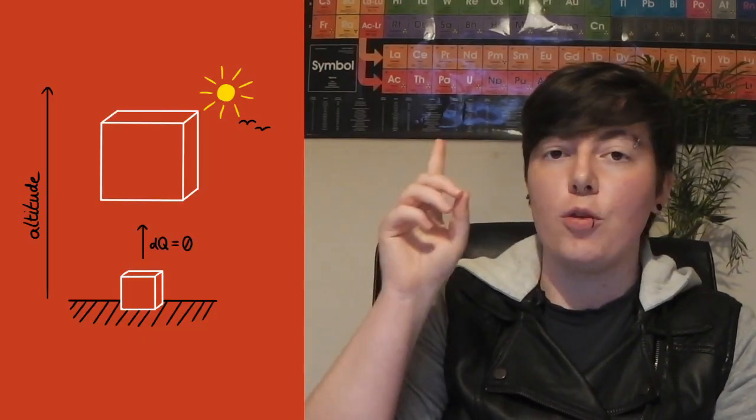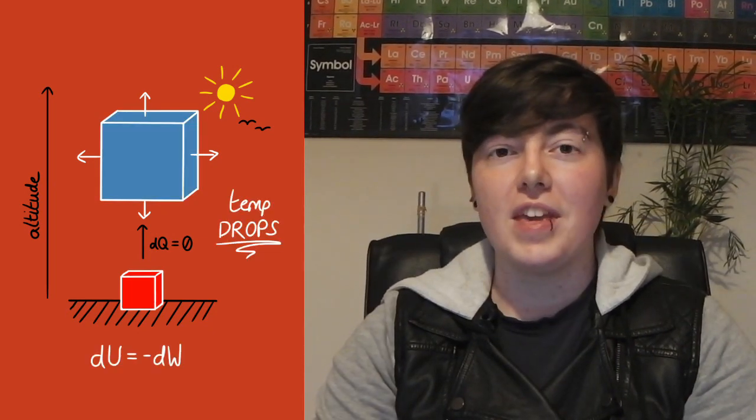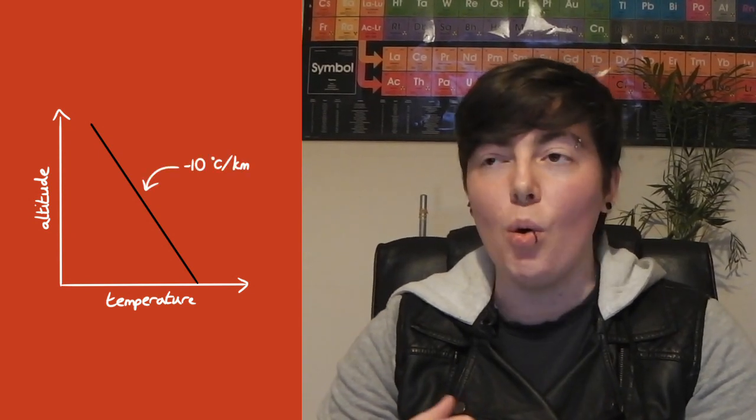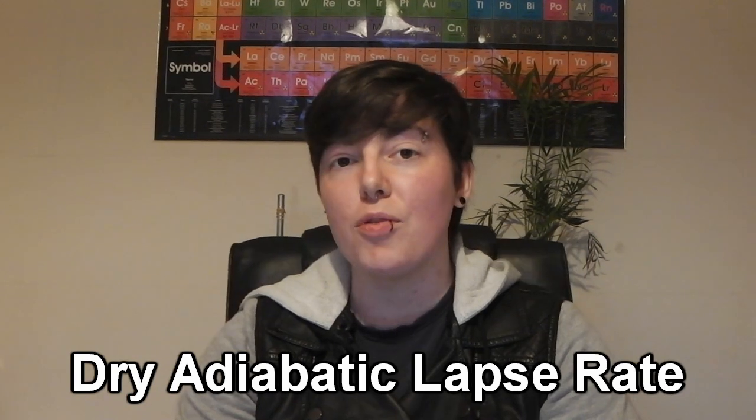Therefore, rising, expanding air parcel, it's expanding, therefore doing work outwards. The W term in the equation is negative, so we see a negative change in internal energy, therefore a temperature decrease. In our atmosphere, we can approximate the rate of temperature decrease as being about 10 Kelvin or 10 degrees Celsius per kilometre. So say it's 20 degrees Celsius at ground level, 1 kilometre up it will be about 10 degrees Celsius. And this rate of temperature change is called the dry adiabatic lapse rate.